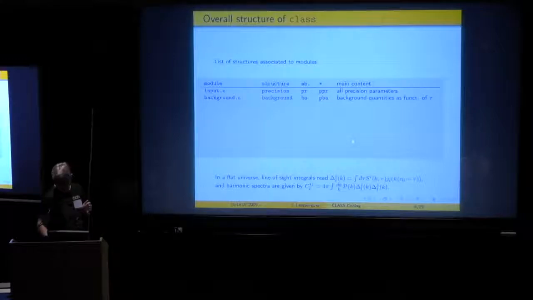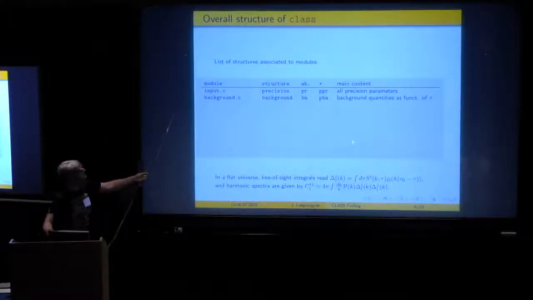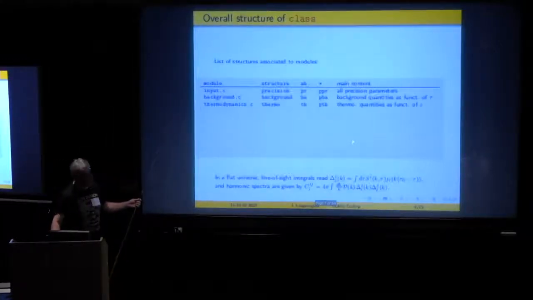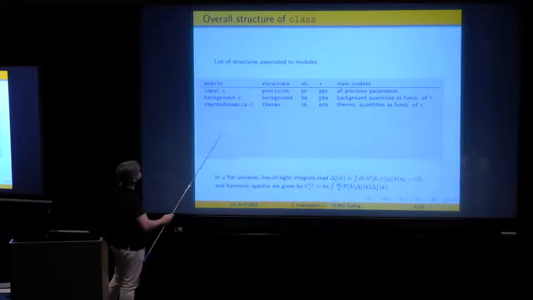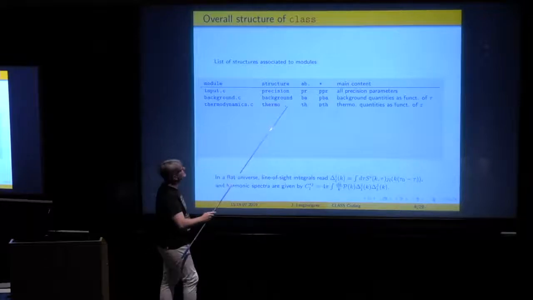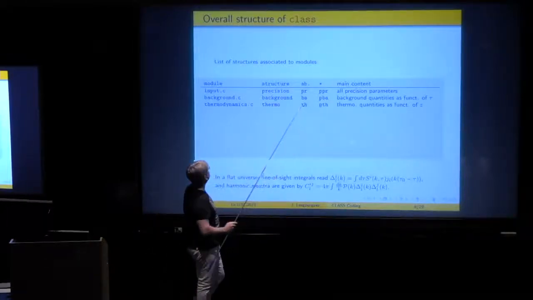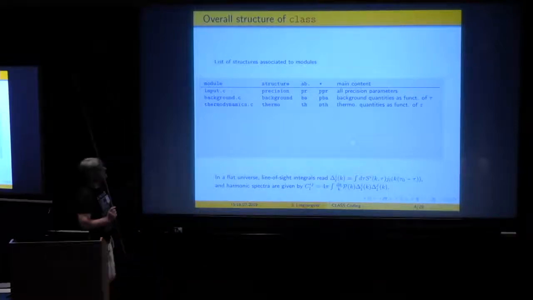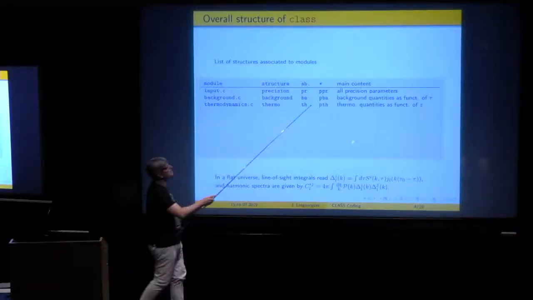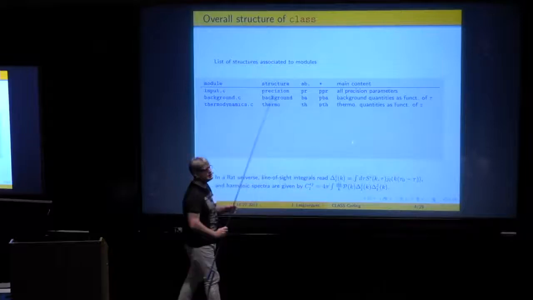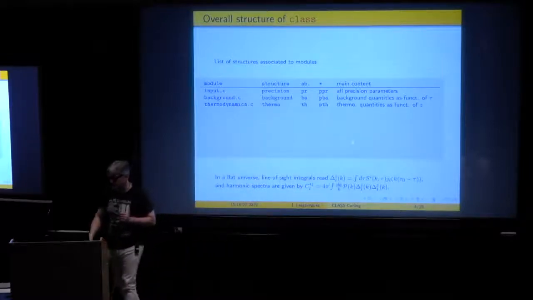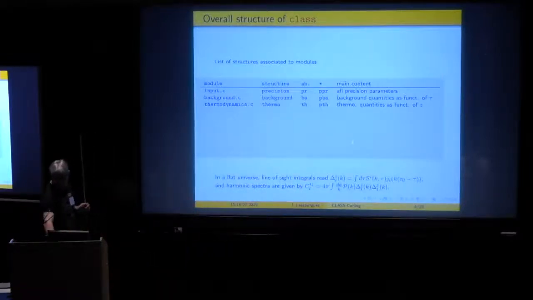Okay, so this was a special module. We go on with other normal modules. Thermodynamics.c has all its variables in a structure thermo, abbreviated in TH. The pointer is PTH. And the goal of the thermodynamics module is to write a table, like for the background module, with all the quantities as a function of z. For instance, the Thomson scattering rate as a function of redshift.